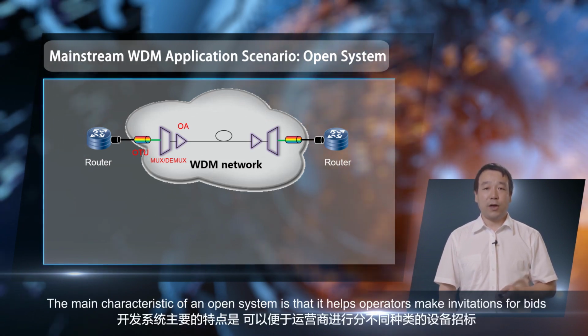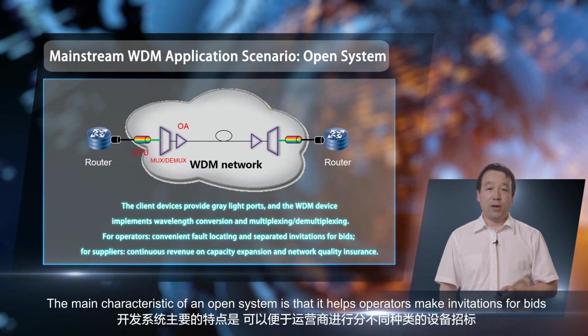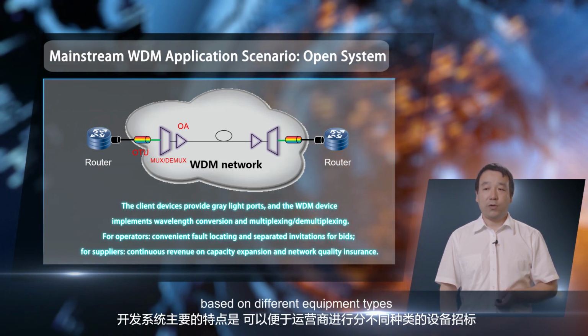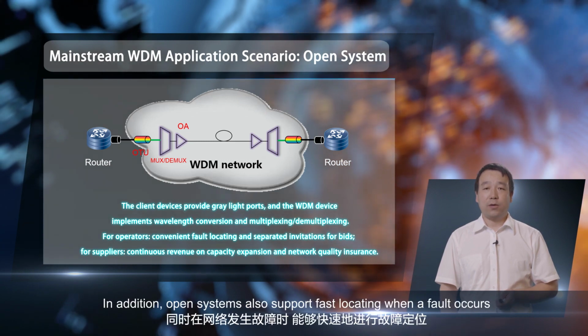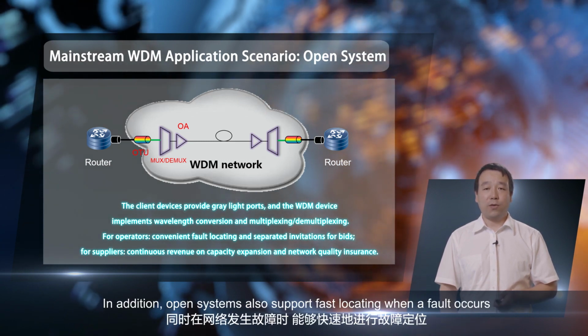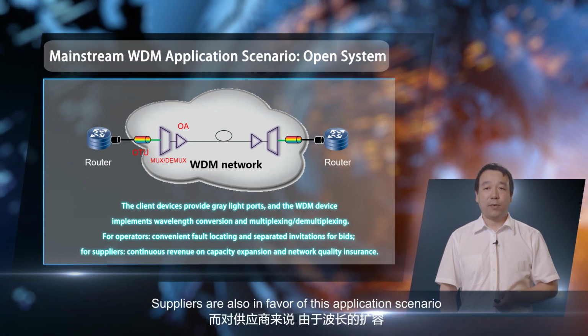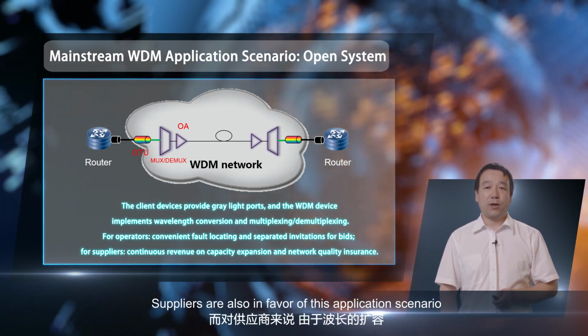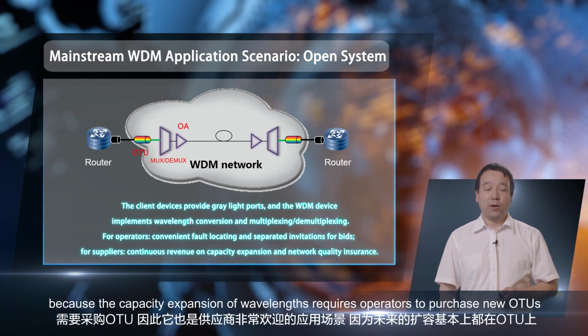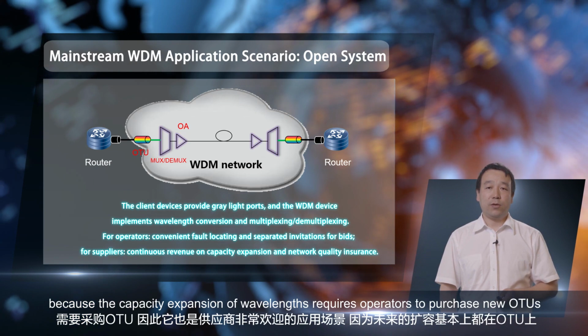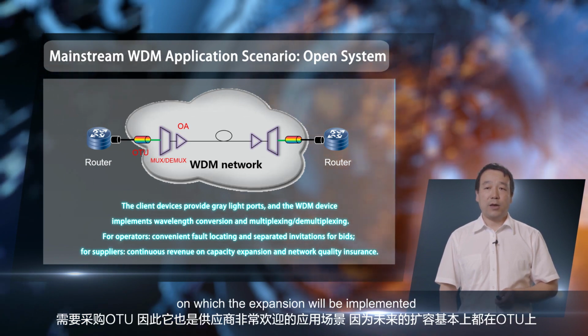The main characteristic of an open system is that it helps operators make invitations for bids based on different equipment types. In addition, open systems also support fast locating when a fault occurs. Suppliers are also in favor of this application scenario because the capacity expansion of wavelengths requires operators to purchase new OTUs on which the expansion will be implemented.